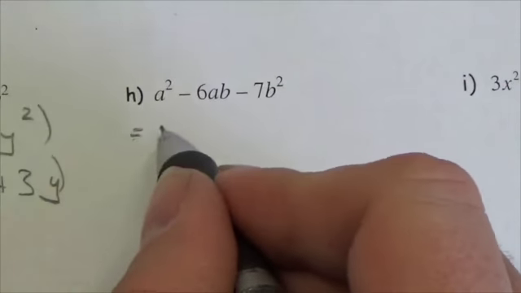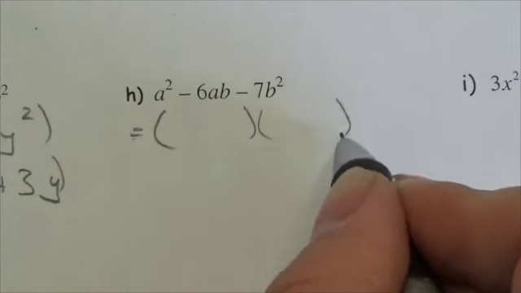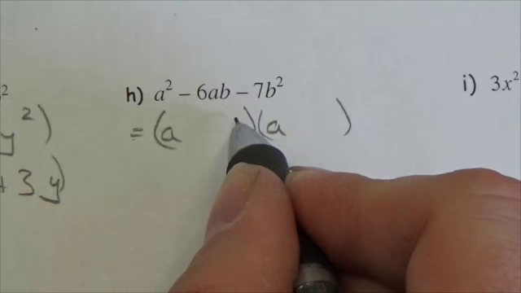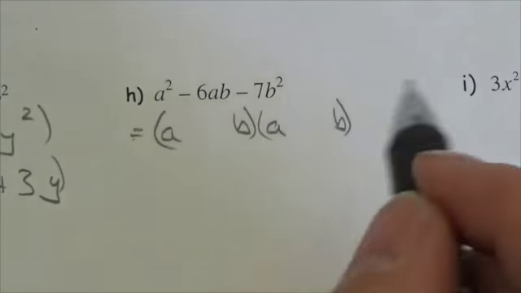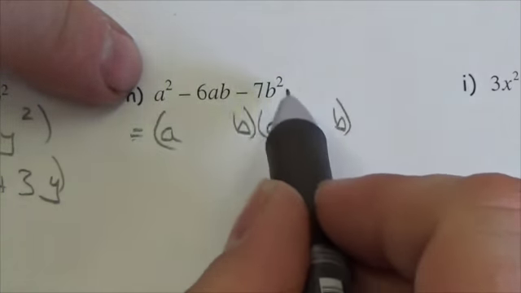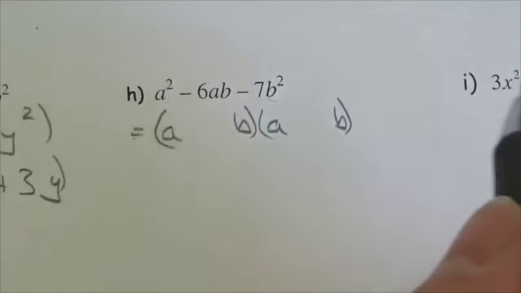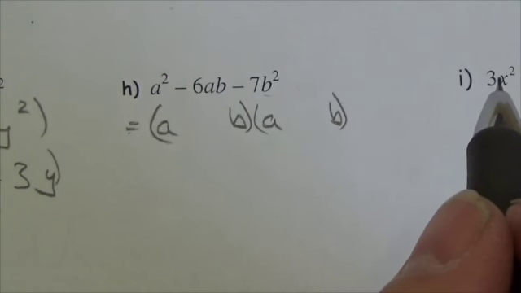This one right here, again, look at the pattern of the a's and the b's. It suggests that this is going to be a, this is going to be a, and that there will be b's at the back end there. Because notice there's no b here, there's no a here, they're together in the middle. Now, what are my factors of negative 7 that add to negative 6?